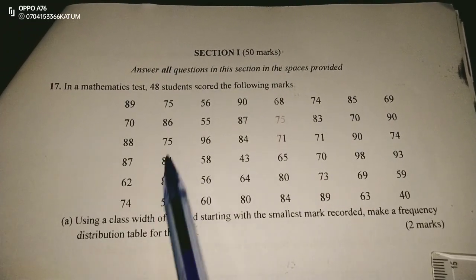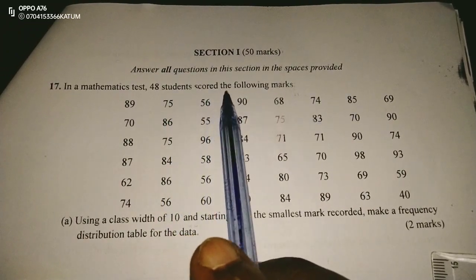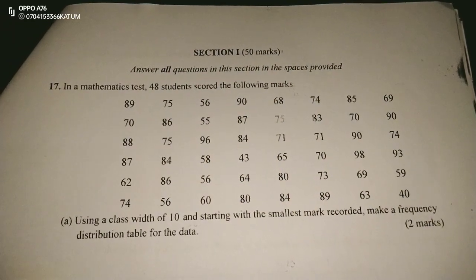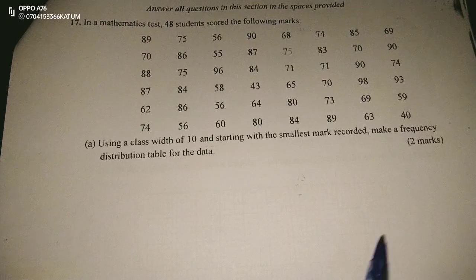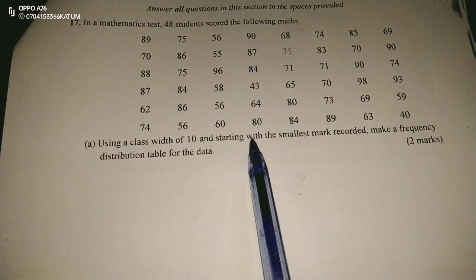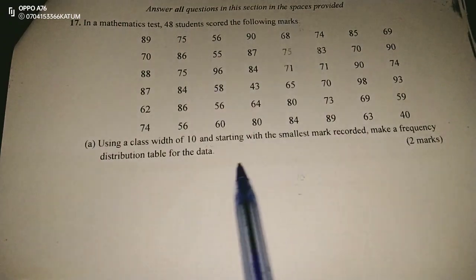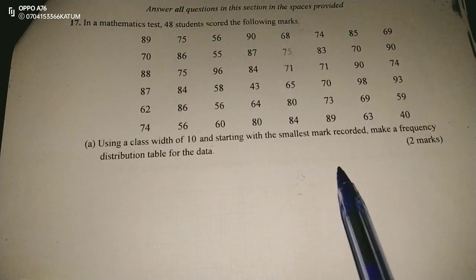In a mathematics test, 48 students scored the following marks. So marks have been listed here. We are told in part A, using a class width of 10 and starting with the smallest mark recorded, make a frequency distribution table for the data.